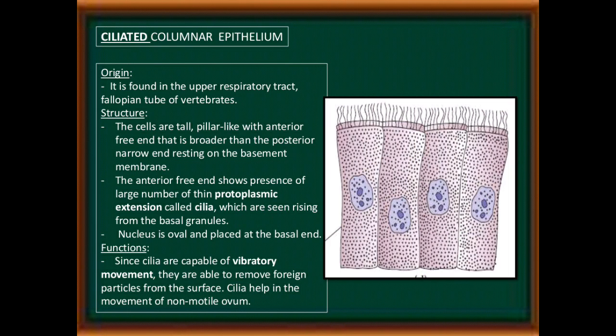Function: since cilia are capable of vibratory movement, they are able to remove foreign particles from the surface. Cilia help in the movement of non-motile ovum. See, in the uppermost layer, hair-like structure is present, that is called cilia, that gives movement to any cellular structure or any molecules.